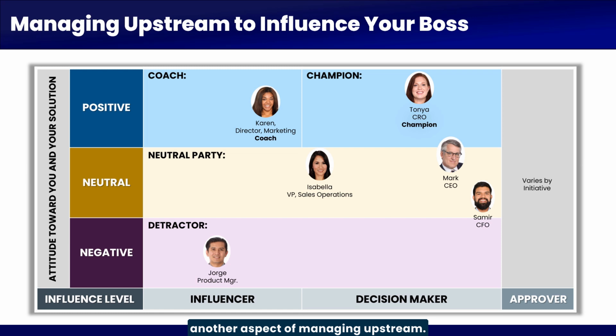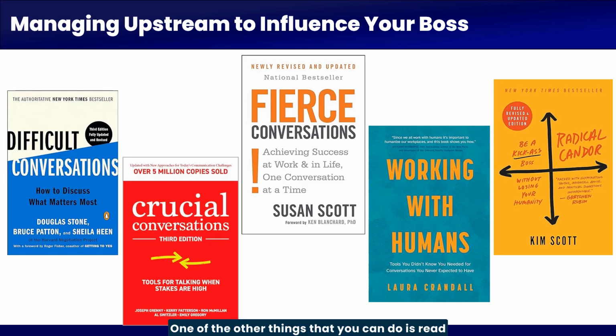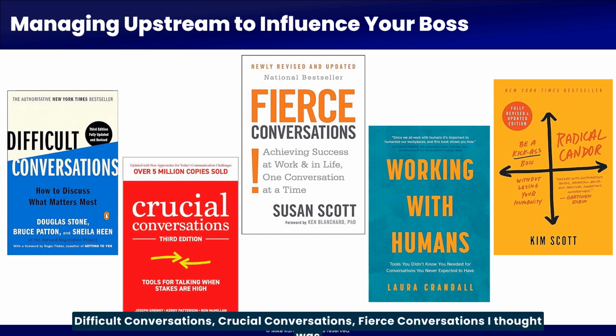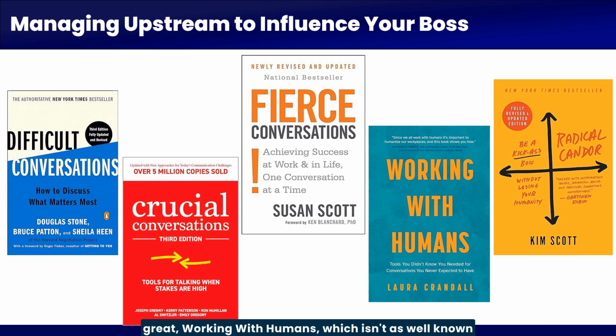Another aspect of managing upstream. One of the other things that you can do is read about ways to have these kinds of conversations, especially when you believe or know that it's not going your way. And these are just some of the books that I have seen and read over the years that have been helpful. Difficult Conversations, Crucial Conversations, Fierce Conversations, I thought was great. Working with Humans, which isn't as well known yet, but it was a great book. And then Radical Candor. All of these can give you ideas about how do you prepare for, how do you manage, how do you conduct these kinds of conversations where you're trying to influence others and make something happen. Food for thought and other things that you can dig into.